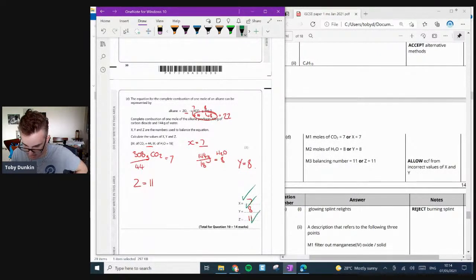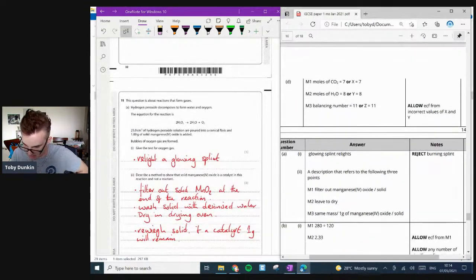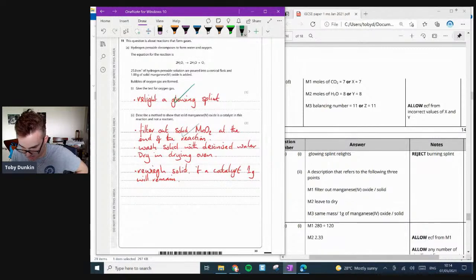7, 8, and 11. That was a great question. Really enjoyed that one. Relight a glowing splint. Filter out the manganese oxide, leave to dry. They didn't wash it. Reweigh, same mass.